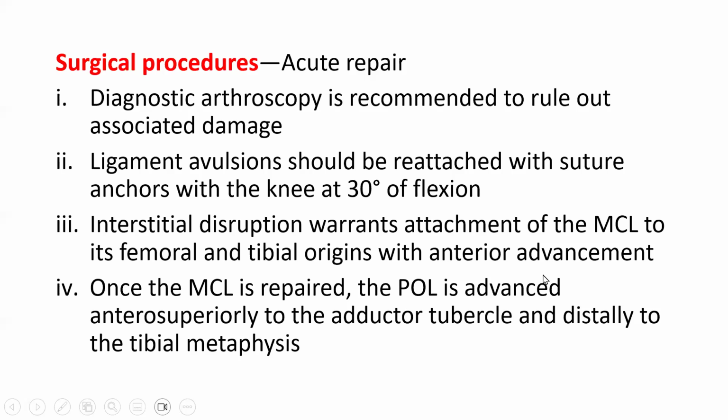Surgical procedures, acute repair. Diagnostic arthroscopy is recommended to rule out associated damage. Ligament avulsions should be reattached with suture anchors with the knee at 30 degrees of flexion. Interstitial disruption warrants attachment of the MCL to its femoral and tibial origins with anterior advancement. Once the MCL is repaired, the POL is advanced anterosuperiorly to the adductor tubercle and distally to the tibial metaphysis.